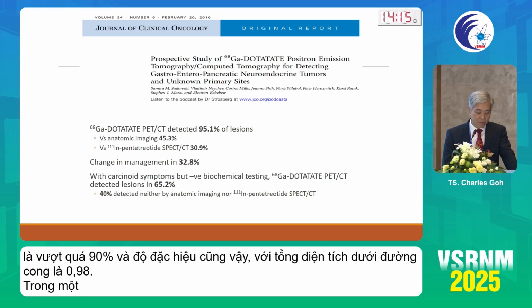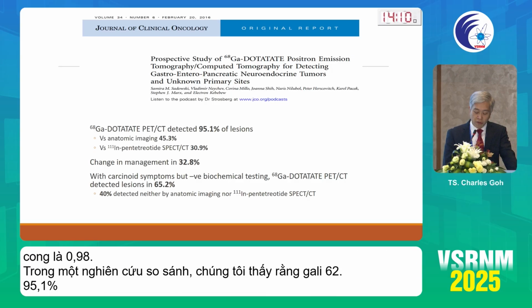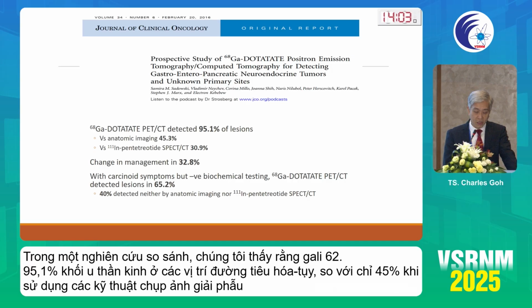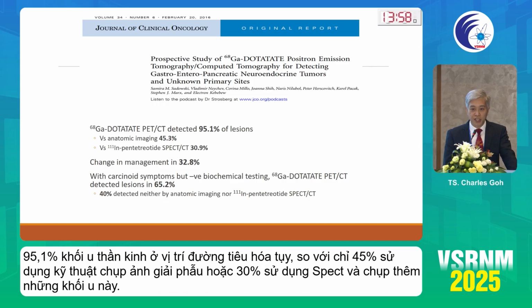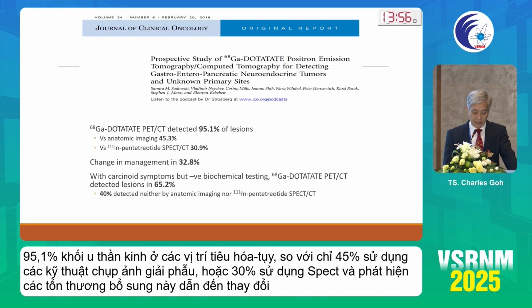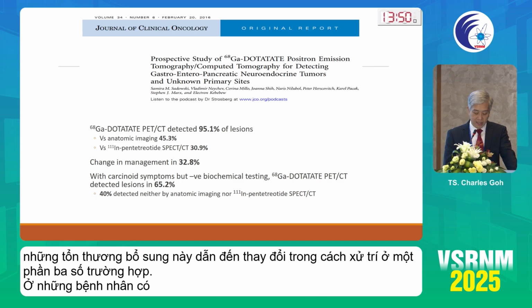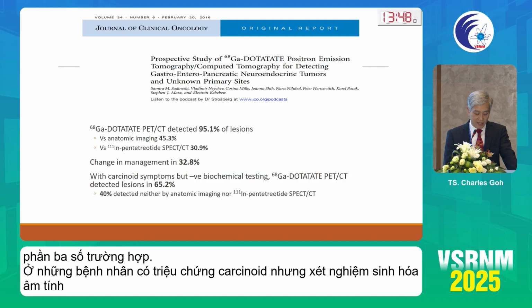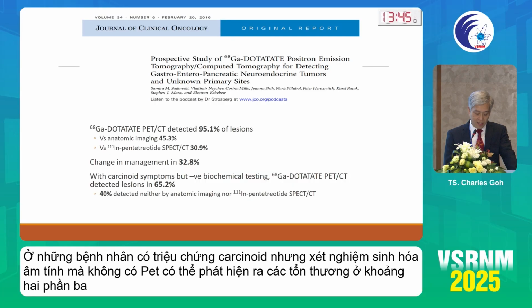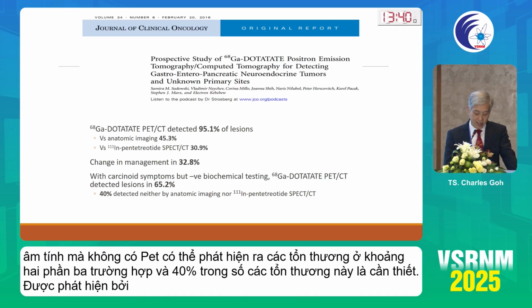In one study, we find that gallium-68 detected 95.1% of neoplasms in gastroenteropancreatic tumors versus only 45% with anatomic imaging techniques using SPECT. Picking up these additional results in a change in management in 1/3 of cases. In patients with carcinoid symptoms, biochemical testing was able to detect lesions in a third of cases. These lesions were neither detected by imaging nor SPECT-CT.